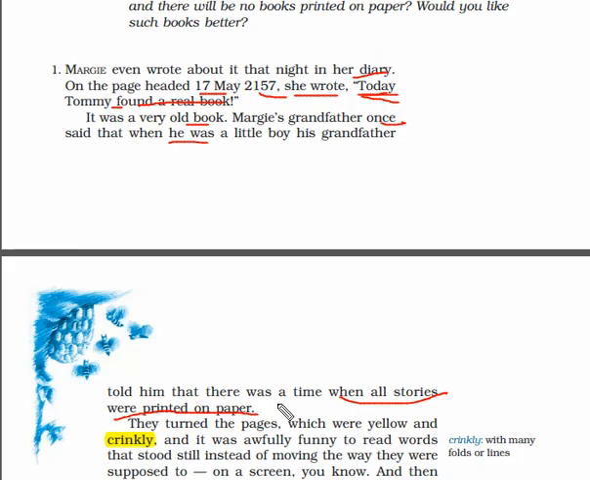So those printed textbooks or printed things are what she is recalling. The story is in the future, that is 2157, and she is thinking from the future to the past. So you should remember that you are in the future, and from the future point of view you are thinking about the present. Don't get confused here. She remembered that her grandfather used to tell him about the time when all the stories were printed on paper.